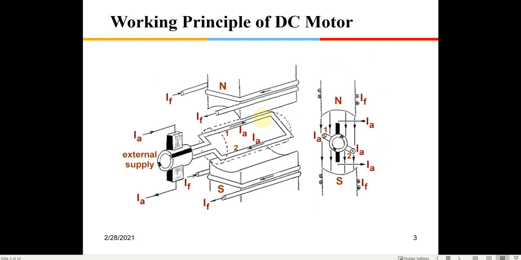So now this conductor is going to experience a downward force, and the opposite conductor is going to experience an upward force. So the split ring is very, very important here. When you have multiple poles, then a commutator. That is how the direction of the current is changed in these conductors, so that it results in a circular motion of the coil.